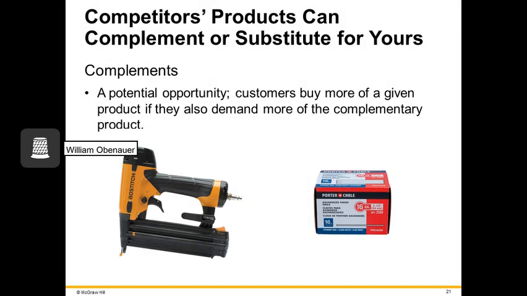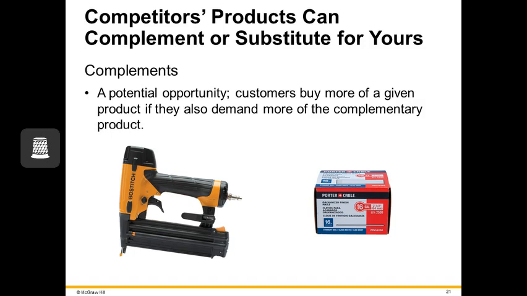Now, not all of our competitors' products are going to be substitute products. Sometimes we can have what's called a complement. And in this example, we'll take a look at Bostitch and Porter-Cable. Bostitch and Porter-Cable are rivals in the nail gun industry. They both sell a tool called a nail gun, which basically allows you to put nails into wood by just pulling a trigger instead of using a hammer.